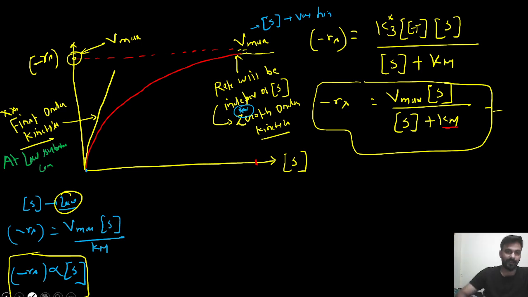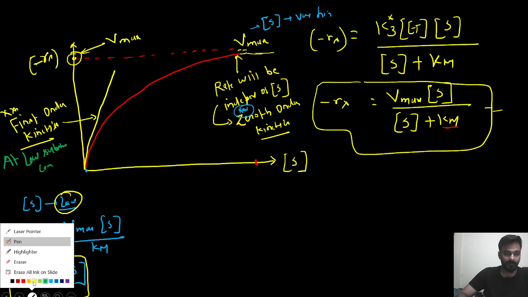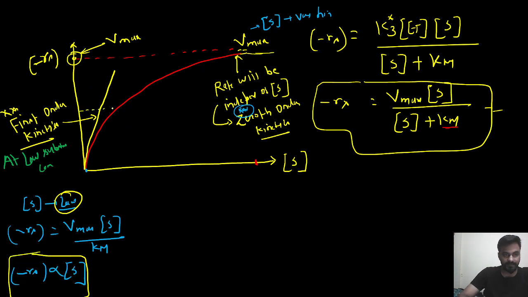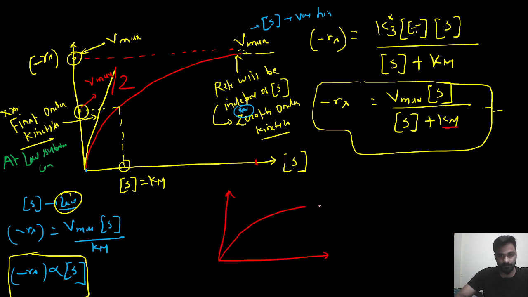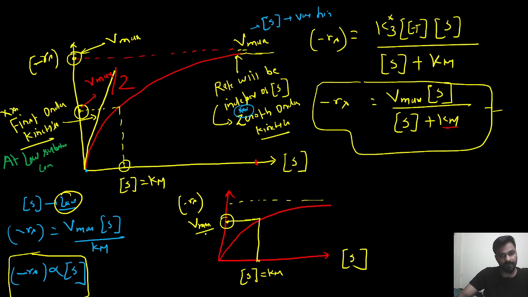And one very important thing was that when substrate concentration S is equal to Km, it was also there. When the concentration of substrate is equal to Km, so the rate will be equal to what? This rate was Vmax by 2. I am again drawing this curve here, so it will be very easy for you to understand. So at substrate concentration Km, here it is substrate concentration and here it is minus Rs. So if substrate concentration is equal to Km, our rate is equal to Vmax by 2, and here it is Vmax.